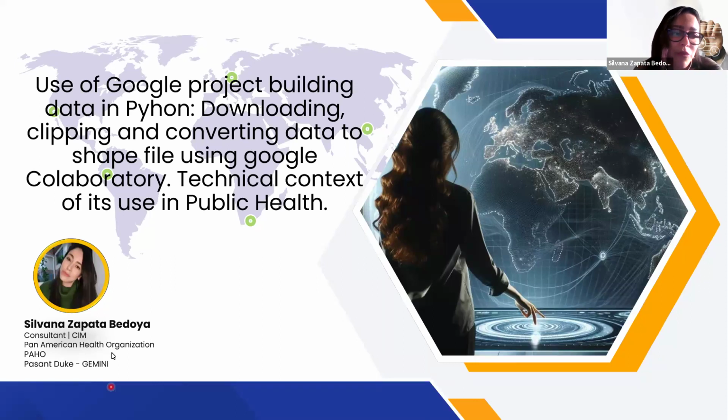I have administration system information, and today we'll talk about the use of the Google and Microsoft projects: how to download and convert the downloaded data to shape files in Python format with simple code. We will see the applications of these geographic tools in public health, and how easy they are to use.